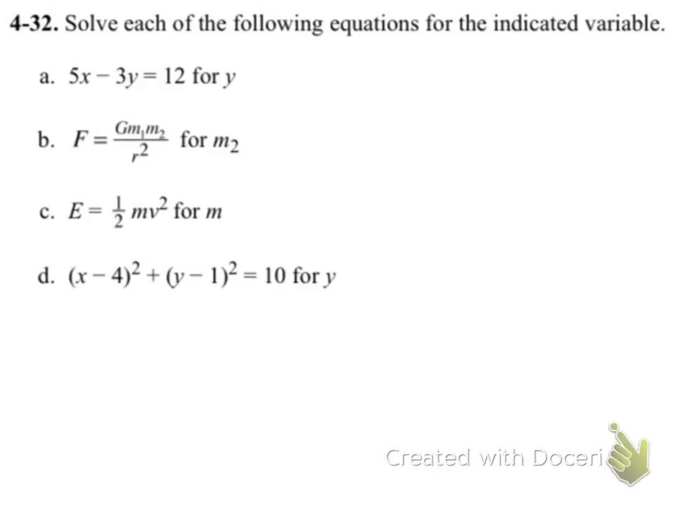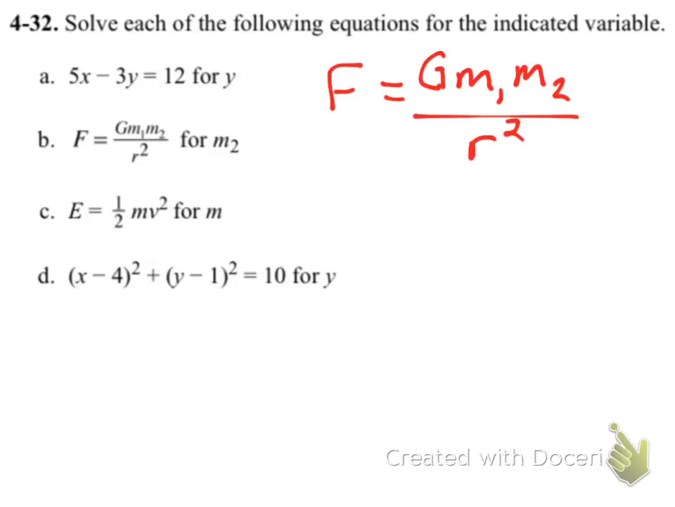Alright, B looks much more confusing because it's just variables. There's nothing else here. But what we need to realize in this problem, F represents a number, G is a number, M sub 1 is a number, M sub 2 is what we're trying to solve for. We want to get that by itself. And R squared is just a number. So we're going to work with this as if they were all just numbers. It's the exact same process. So right now, when I look at this problem, I want to get m sub 2 by itself. So F equals G times m sub 1 times m sub 2 divided by R squared.